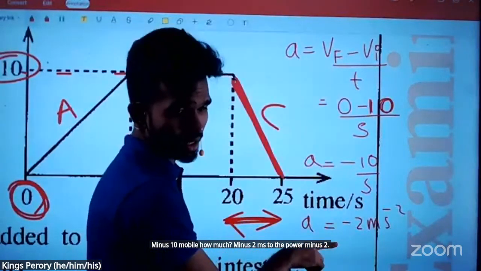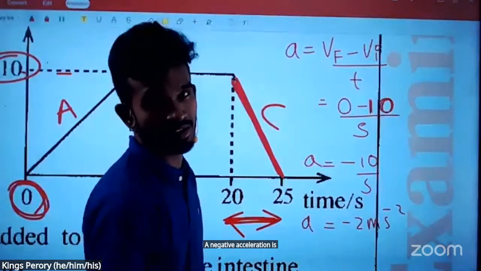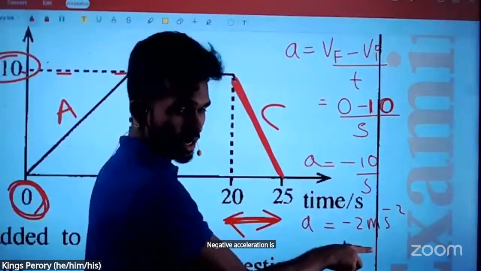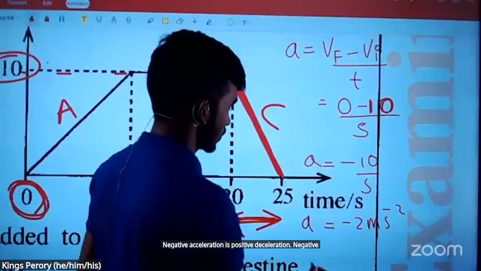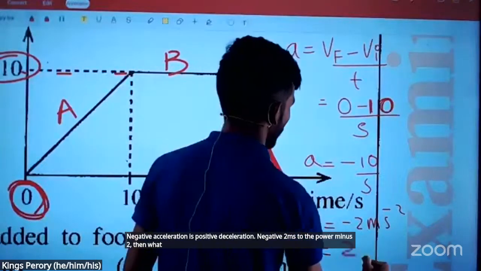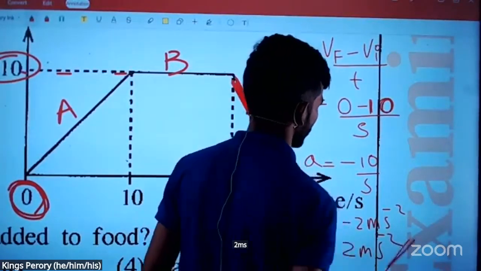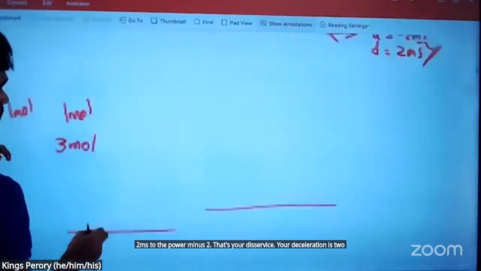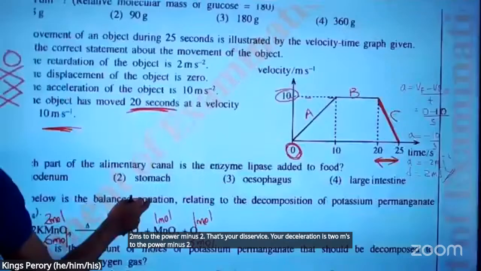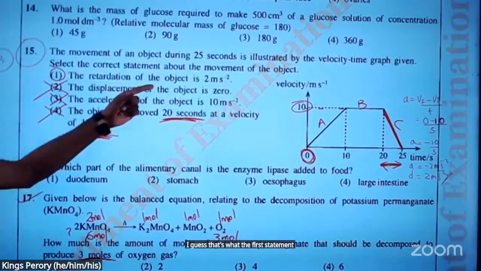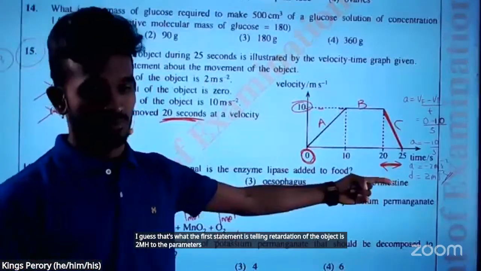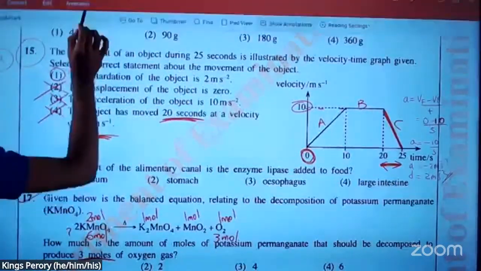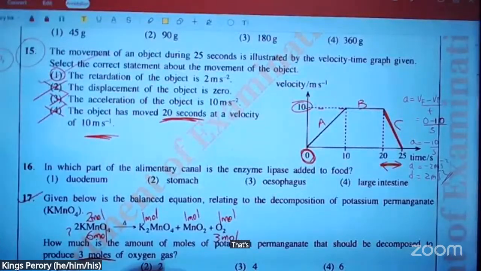A negative acceleration is a positive deceleration. Negative 2 m/s², then what is your deceleration? 2 m/s². That's your deceleration. I guess that's what the first statement is telling: retardation of the object is 2 m/s². Correct. So your answer is answer 1.